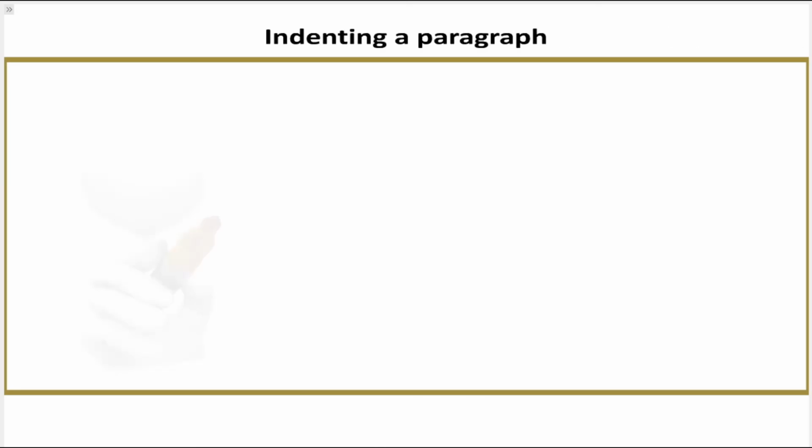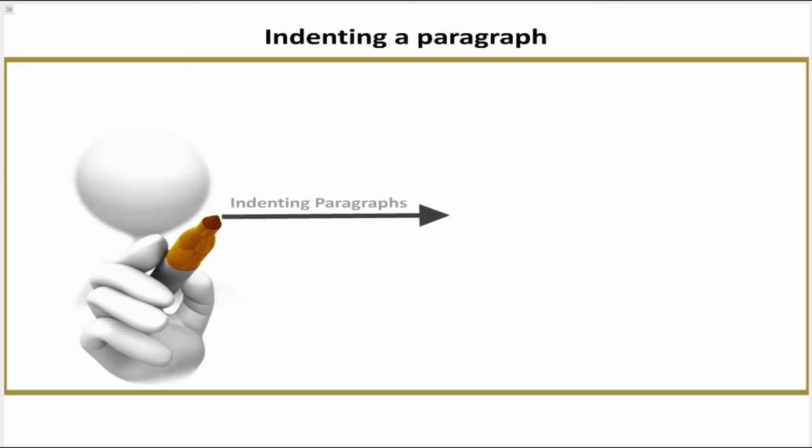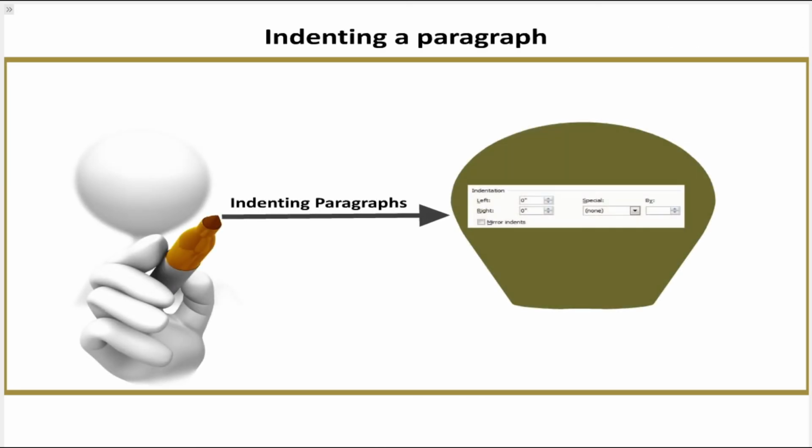Indenting Paragraphs. Indenting a paragraph refers to moving it away from the left, the right, or both margins. You can indent an entire paragraph on one side or the other to make it stand out from the surrounding text.